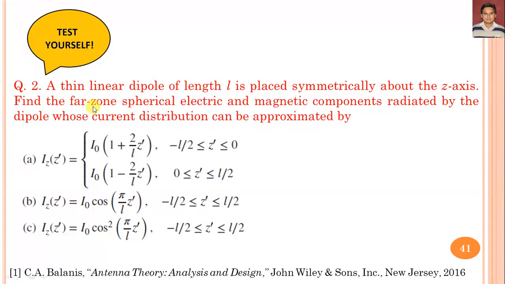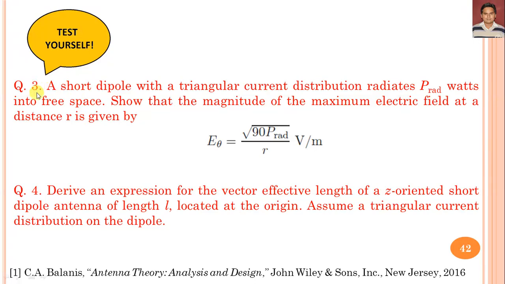This is another problem to test yourself, and it is based on a linear dipole having the current distribution given in A, B and C. We need to calculate the far zone electric and magnetic field in a spherical coordinate system. This is a very important problem, through which we can understand the process of the small dipole antenna.